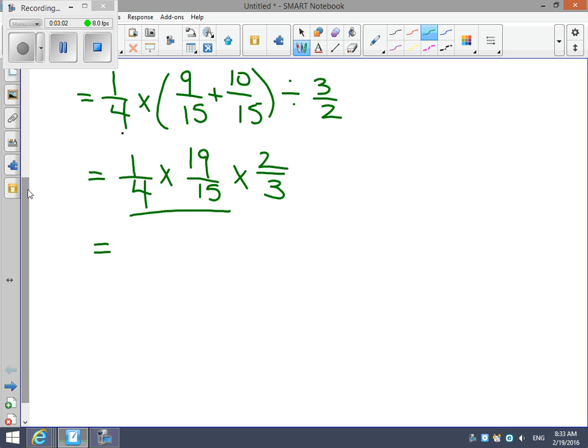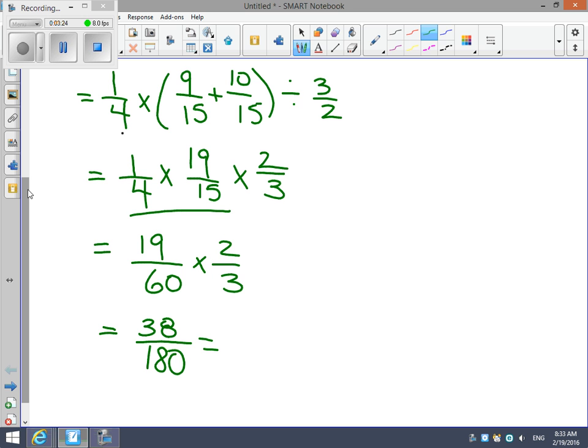We do not need a common denominator, so 1 times 19 is 19, and 4 times 15 is 60. And I'm going to multiply that by 2/3. All right. Now anyhow, 19 times 2 is 38, and 60 times 3 is 180. And I know, just looking at those, that I'm going to have to reduce. I see that they're both even numbers, so 2 will go into the top 19 times, and 2 will go into 180 90 times. That is our lowest terms.